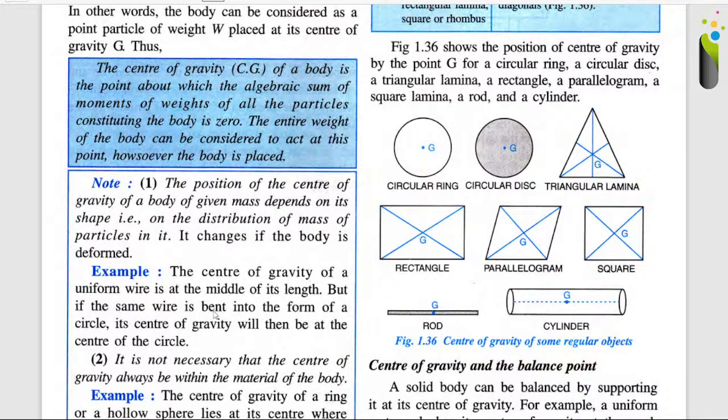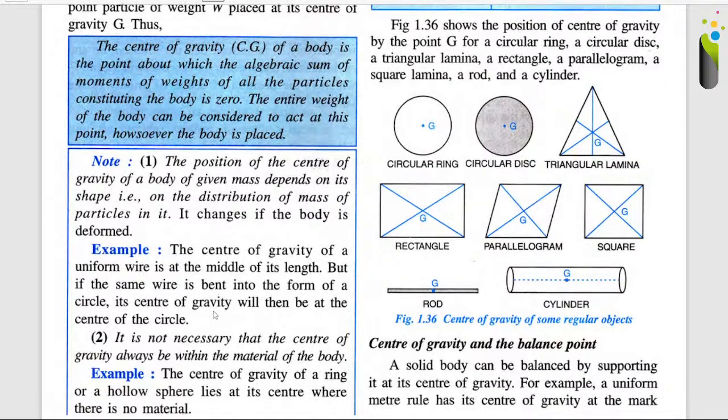Figure 1.36 shows the position of center of gravity by the point capital G for a circular ring, a circular disc, a triangular lamina, a rectangle, a parallelogram, a square lamina, a rod, and a cylinder. Please have a close look at the diagrams given.